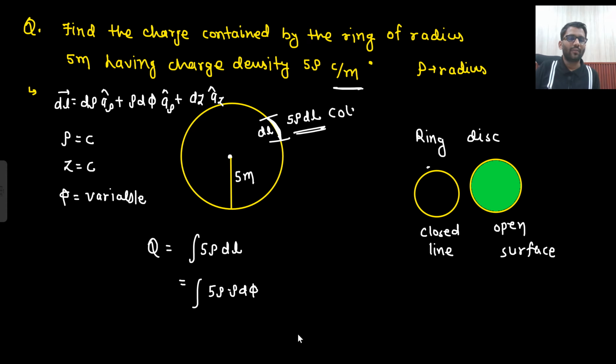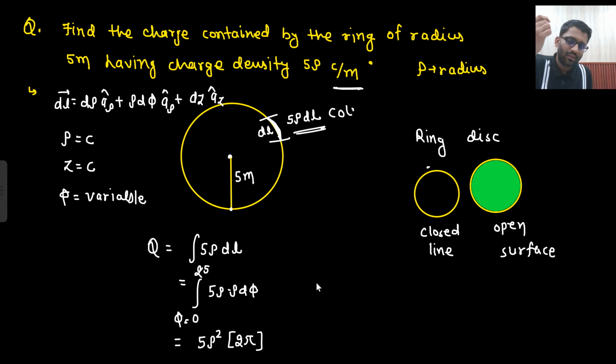And from where to where will the limit go? Start from anywhere, phi will go from 0 to 2 pi. It will take a whole turn from 0 degree to 2 pi. Rho value is constant, rho is 5 meter only. So 5 rho square I can take outside, then d phi from 0 to 2 pi. The answer is 10 pi rho square. The value of rho is constant, so 250 pi.